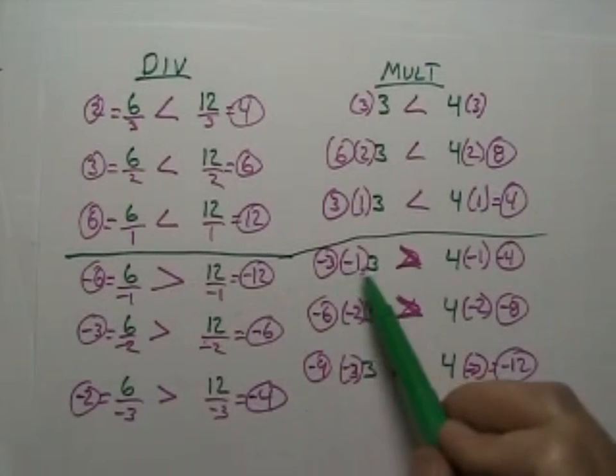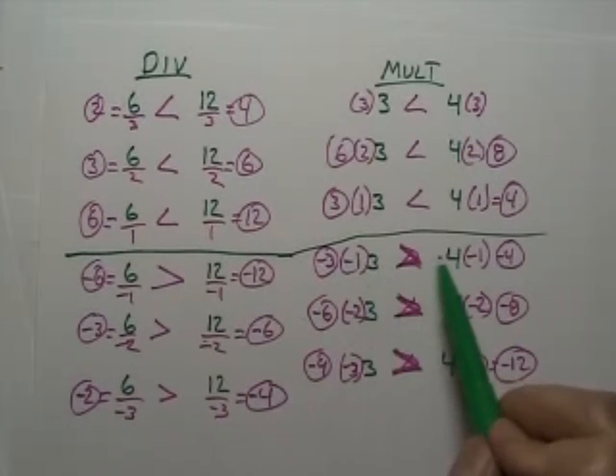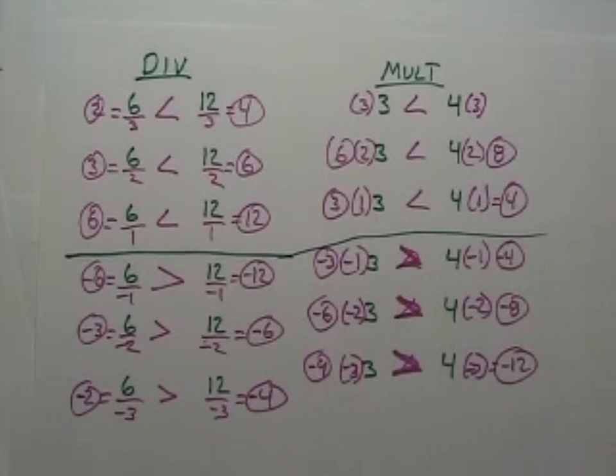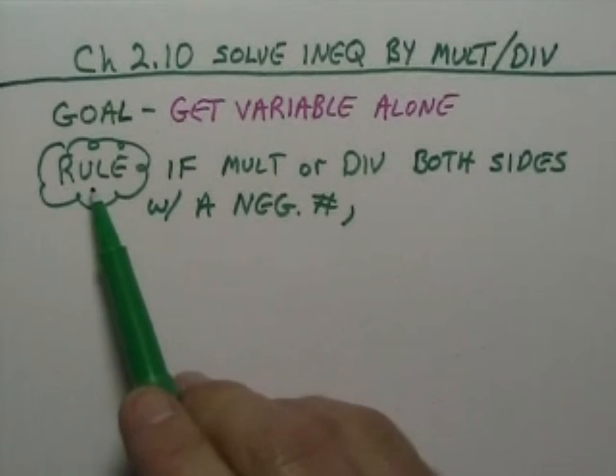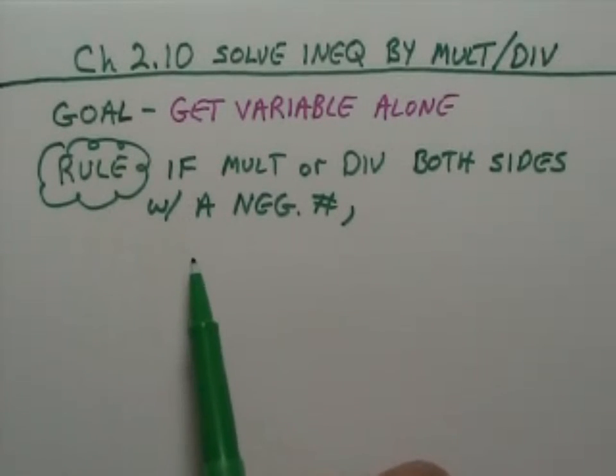So whenever you divide by a negative number or multiply by a negative number, you have to reverse the arrow. Okay, so let's write this rule down so that we have it for future reference.